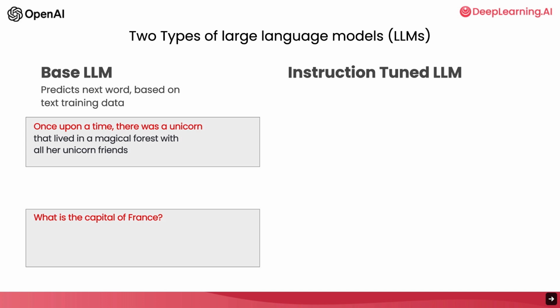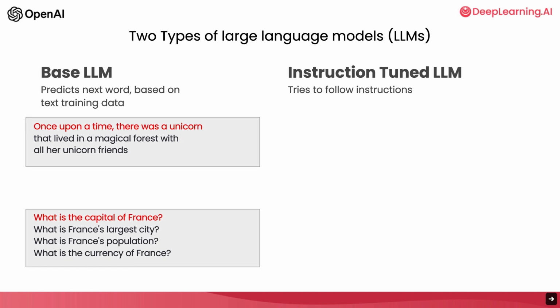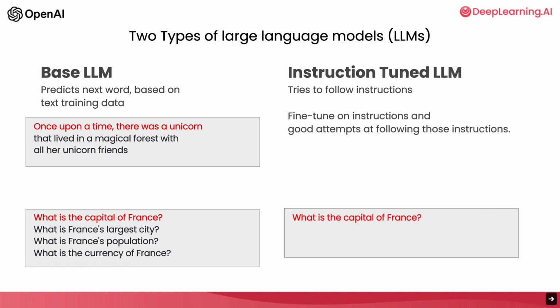But if you were to prompt it with "What is the capital of France?", then based on what articles on the internet might have, it's quite possible that the base LLM will complete this with "What is France's largest city? What is France's population?" and so on, because articles on the internet could quite plausibly be lists of quiz questions about the country of France. In contrast, an instruction-tuned LLM, which is where a lot of the momentum of LLM research and practice has been going, has been trained to follow instructions. So if you were to ask it, "What is the capital of France?", it's much more likely to output something like "The capital of France is Paris."